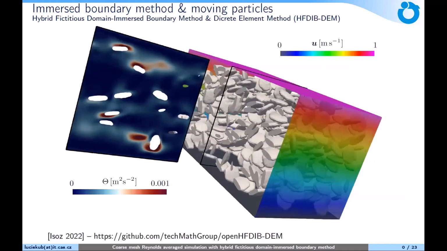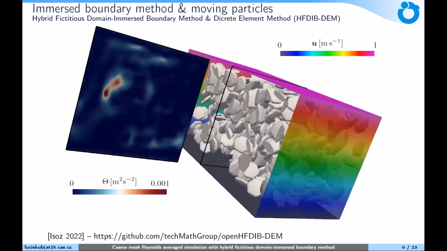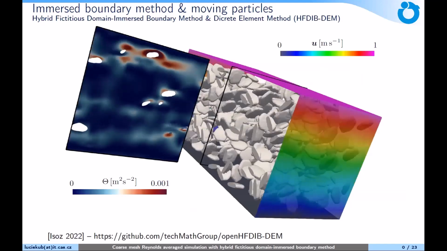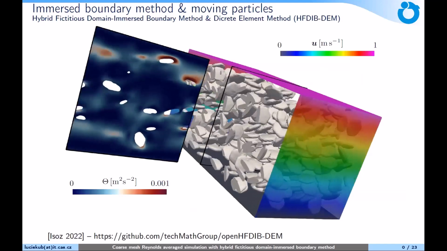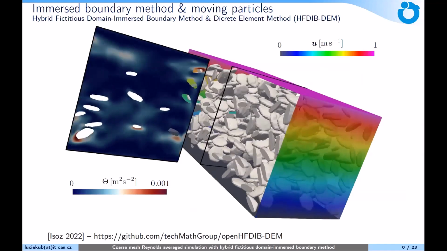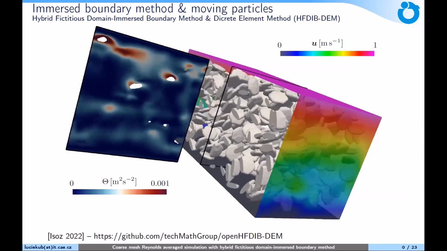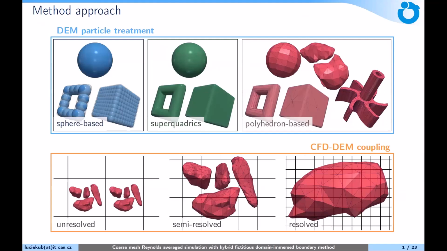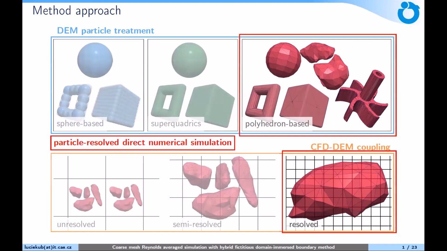In our research group, we are developing a code that can be used to simulate moving particles with arbitrary shapes. The code is open source, you can find it online. We focus on arbitrary shaped particles. So our particles are represented by polyhedrons, and the shape of the particles is fully resolved. So the coupling between CFD and DEM is very, very strong. And all in all, the method can be denoted as particle-resolved direct numerical simulation.